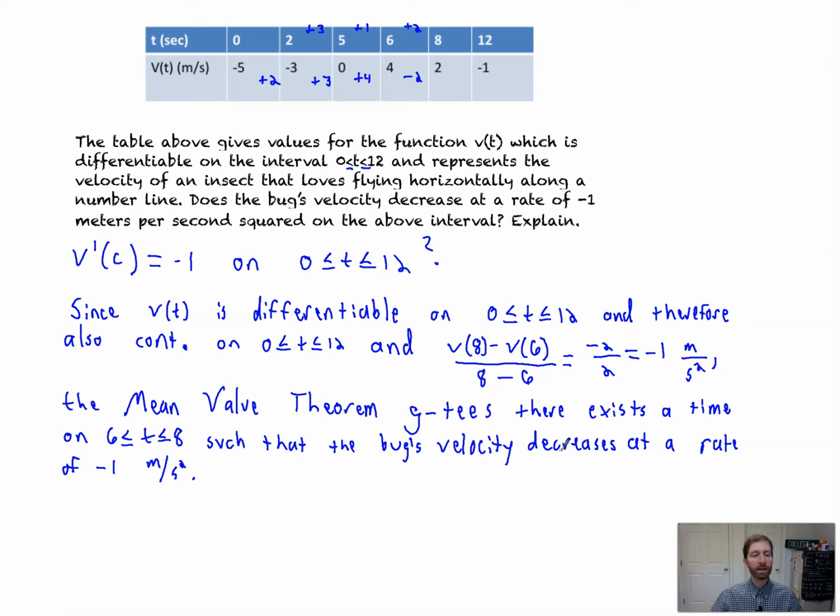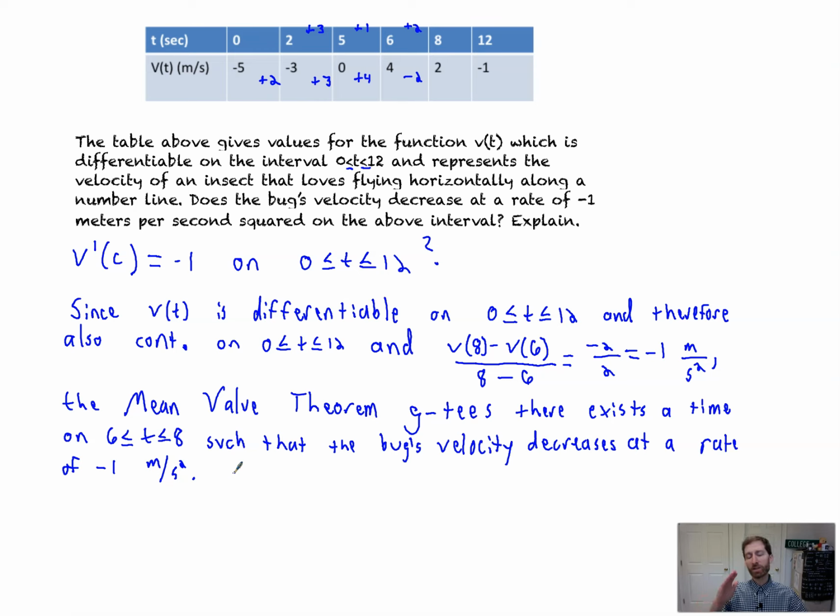Boom, that's it. So we start out again first with stating that the function is differentiable and continuous on the interval. That will set us up to be able to use the mean value theorem. Then we showed that there are 2 points, and between those 2 points we have a slope of the value that we're looking for, of -1. So then the mean value theorem guarantees there exists a time on that interval, 6 to 8, which is between 0 and 12, such that the bug's velocity decreases at a rate of -1 meters per second squared.